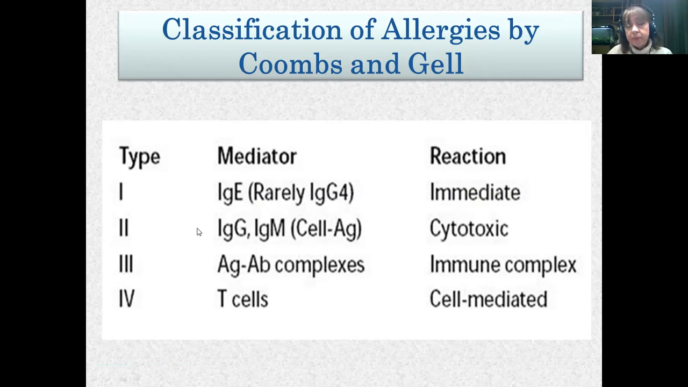The second type is mediated by immunoglobulins G and M, and it is directed against allergens which are part of the cellular membrane. It causes cell lysis, and this reaction is named cytotoxic. The third type is also associated with immunoglobulins M and G, and in it the antigen-antibody immune complexes are produced, so this reaction is named immune complex reaction. The fourth type of allergy is associated only with T cells, and it is named cell-mediated or delayed immunity allergy.